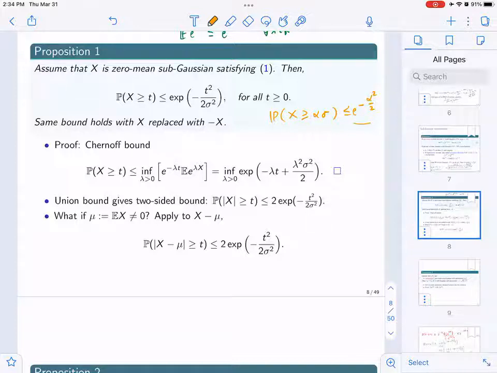Let's say if alpha is 2, this would be e to the negative 2. If it's 3, it would be e to the negative 9 over 2, like e to the negative 4, which is pretty small, right? So if I go 4 times the subgaussian parameter, that contains a lot of the mass.